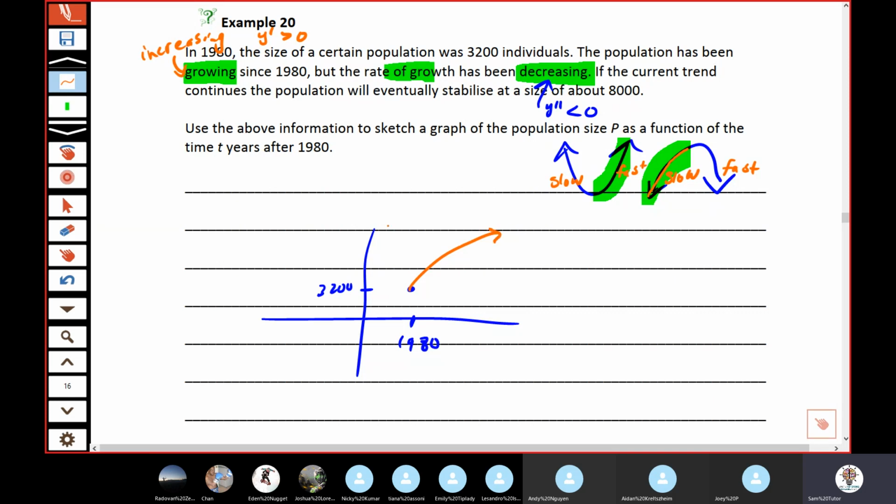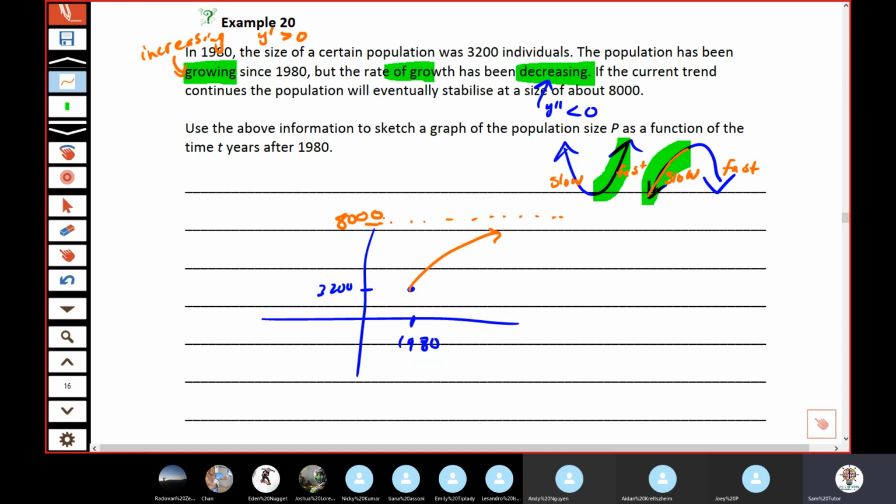I think Eden, you were drawing it. Stabilizes means, yeah, not stationary, asymptote. It's not going to go past 8,000. It's going to reach what? 8,000. Right? It's reaching 8,000. Eventually, if the current trend continues, the population will eventually, which means as time approaches infinity.